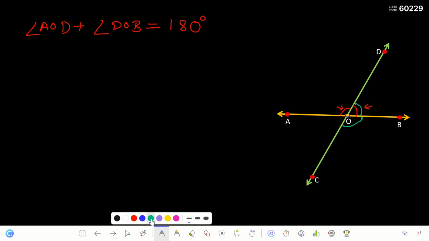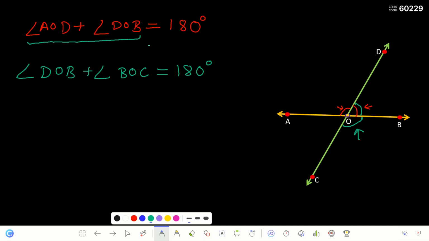Now for the second linear pair, I have again angle DOB. So it's the same angle, angle DOB plus angle, I have this angle right here, this one, and it is BOC. So it's angle BOC, and even this adds up to 180 degrees because it's again a linear pair. Now I can see that this right here is equal to 180 degrees and even this is equal to 180 degrees. Now because both of them are equal to the same thing, 180 degrees, therefore the two must be equal to each other. So I can actually equate this to this, right?